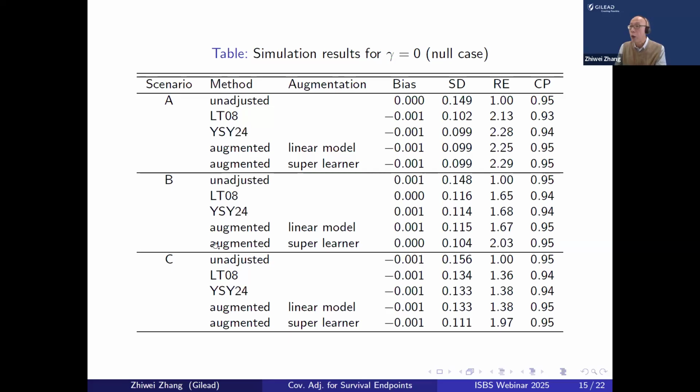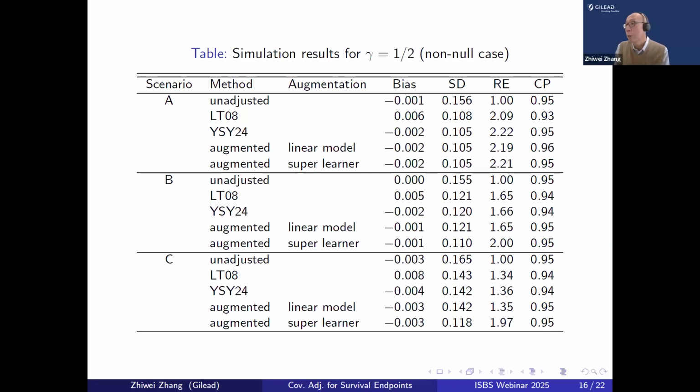This is not the case for the augmented estimator based on a superlearner, which outperforms the other estimators in scenarios B and C, but not in scenario A. A probable reason is that the optimal augmentation function may be approximately linear in scenario A, but not in the other scenarios. Anyway, these results clearly demonstrate the efficiency advantage of nonparametric augmentation using a superlearner as opposed to linear regression. For both augmented estimators, coverage probability is close to the nominal level in all scenarios.